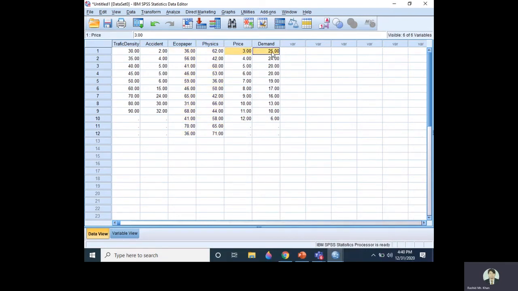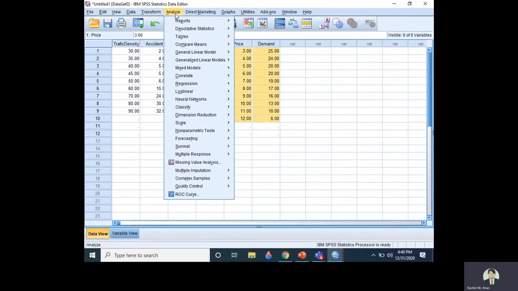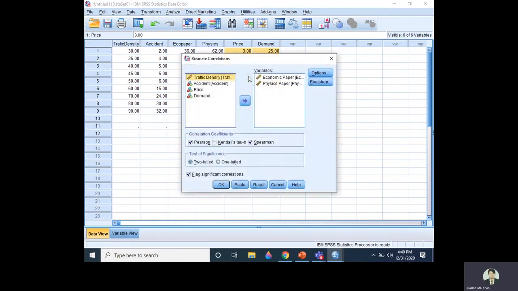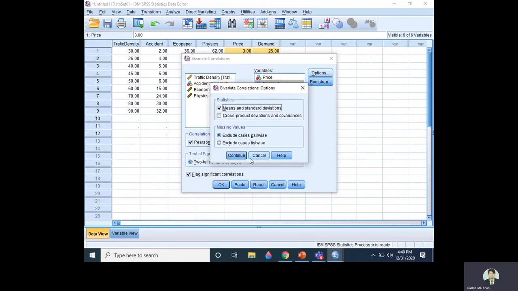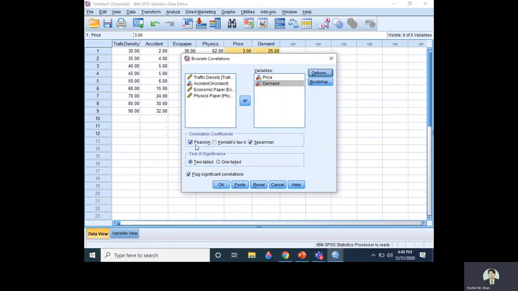So we want to check the correlation between the two variables. Again, we go to Analyze, Correlate, Bivariate. We shift it back because we now need to compare the price and the demand. We select means and standard deviations, Pearson, which is already marked, and Spearman, which is already marked, a two-tailed test, and click OK.